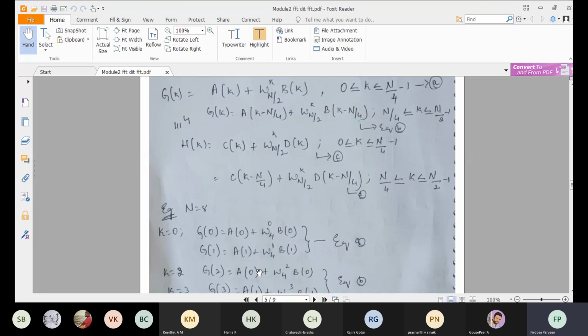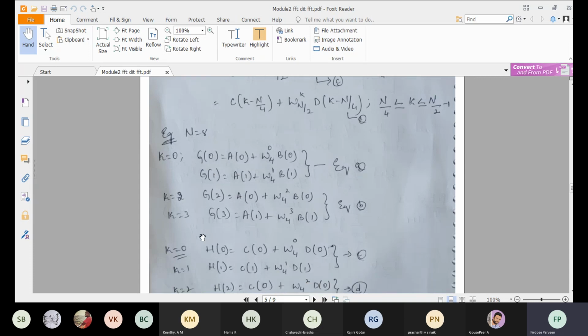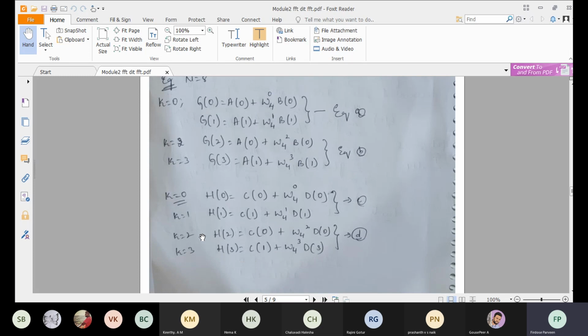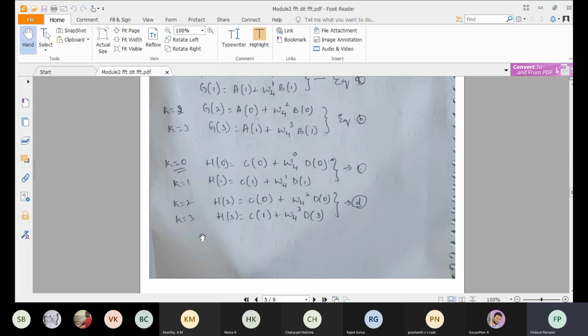So now, for example, n is equal to 8. What will it be for k is equal to 0, k is equal to 1, k is equal to 2, k is equal to 3. So that we will find out g of 0, g of 1, g of 2 and g of 3, h of 0, h of 1, h of 2 and h of 3.